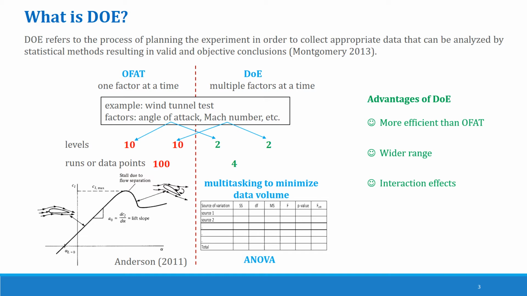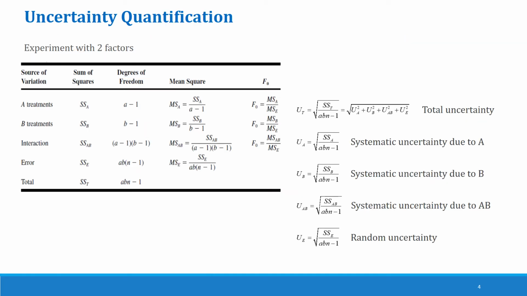The conclusions can be drawn on a wider range of the factor levels, and the interaction of two or more factors can be computed. However, how to quantify the uncertainty using DOE? It is quite simple, as shown here for the experiment with two factors. The analysis of variances, that is ANOVA table, gives us the variances in the output due to the individual factors and their interaction, along with the total variance. These variances lead to the computation of the related systematic uncertainty and total uncertainty. For detailed explanation, please check out the paper.